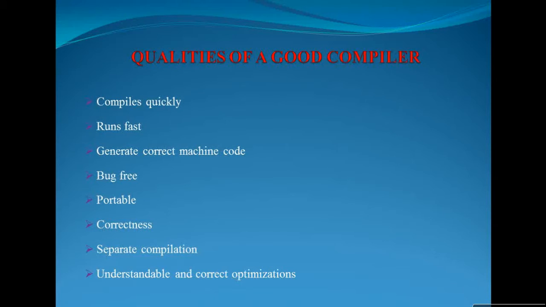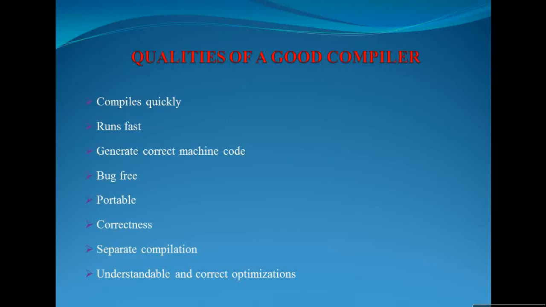So the best quality is that the compilation performs quickly in the compiler. So while it compiles quickly, it will run the code faster, and the code generated by the compiler is machine code, and there will not be any errors, that is a bug free environment in the compiler.